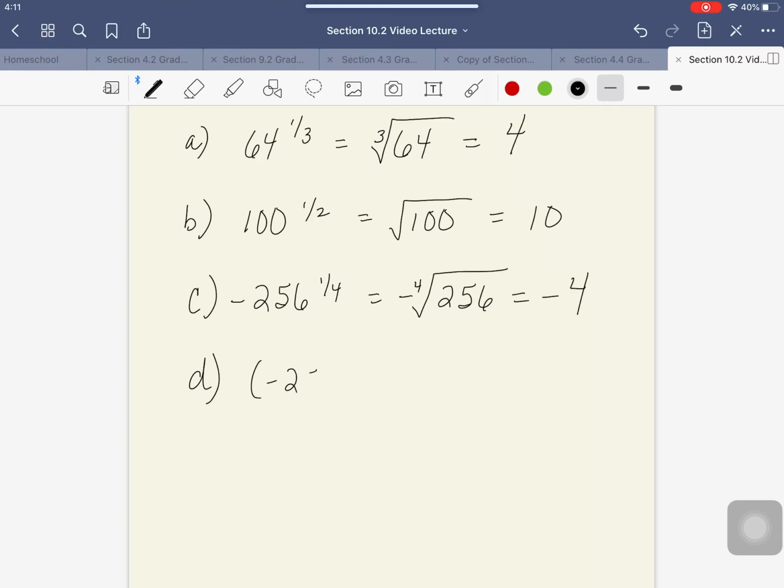All right, now if I have negative 256 in parentheses and I write that to the 1/4 power, that means that the exponent applies to that whole quantity. So that would be the 4th root of negative 256. And remember that whenever your root is even and you have a negative under the radical, that's going to lead to a non-real number. So this is non-real.